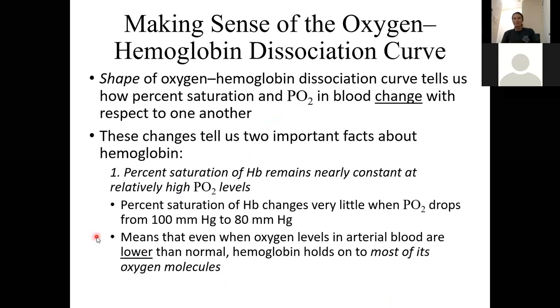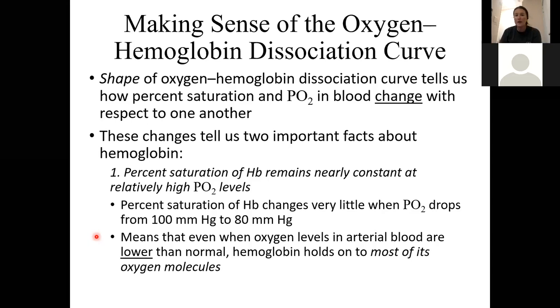All right, so just a little bit more about that oxygen hemoglobin dissociation curve. The shape of the oxygen hemoglobin curve tells us how the percent saturation and the partial pressure of oxygen in the blood change with respect to one another. So that is what this curve is telling us. We can look at this curve and essentially figure out how much oxygen is going to be on the hemoglobin versus how much is dissociating from it and being delivered to those tissues.